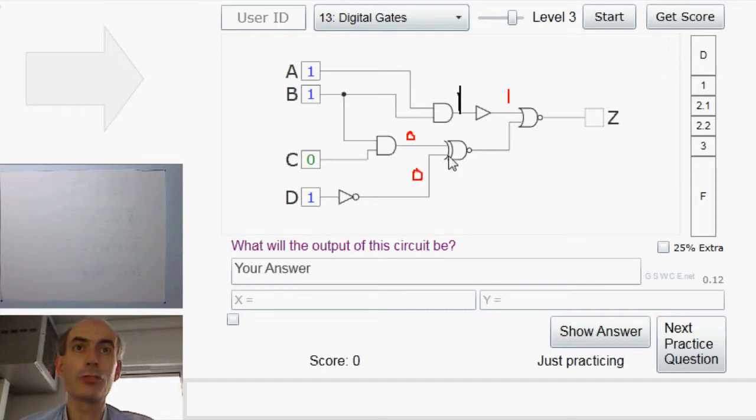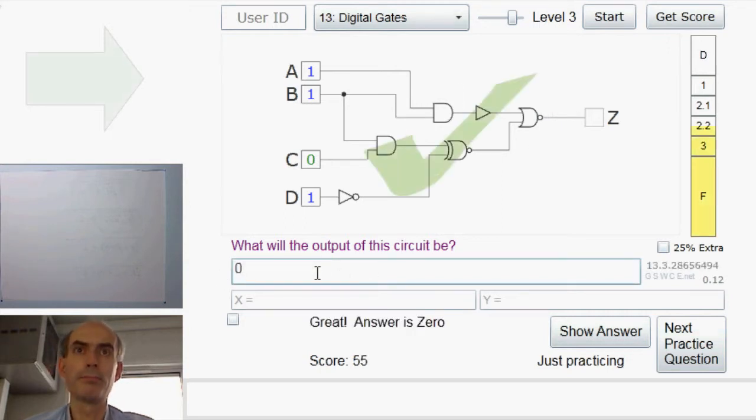This is an XNOR gate, which gives you a 1 when its inputs are the same. So that would be a 1 as well. So we've got two 1s going into a NOR gate, which means the answer should be 0. Because any 1 going into a NOR gate would result in a 0 coming out. So the answer would be just 0.